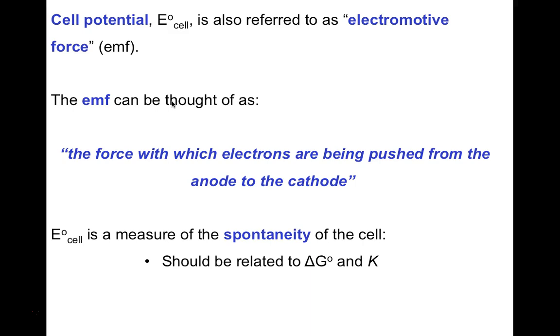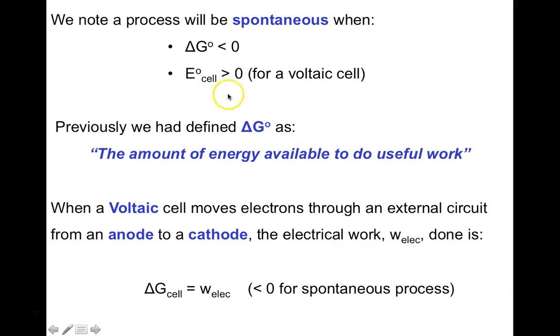The cell potential must be positive in order for a spontaneous redox reaction to occur. As cell potential is a measure of the spontaneity of a cell, it should be relatable to delta G and to Q and K. So for a spontaneous process, delta G naught must be less than 0, and the standard cell potential should be greater than 0.